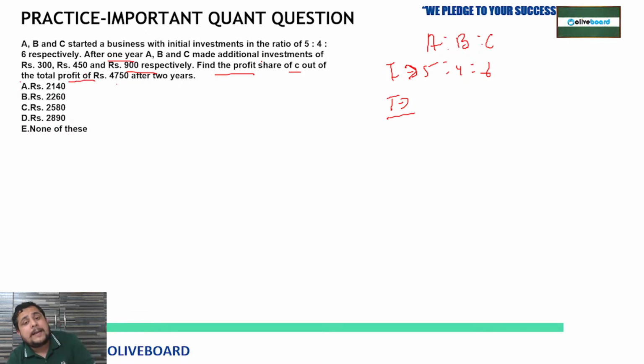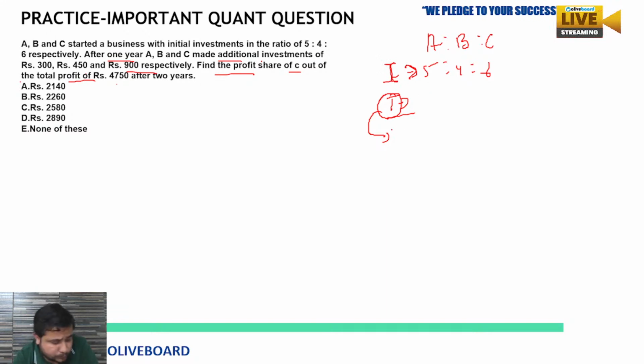So all of them invested for the same time period. And the additional investment they have made is also for the same time period. So if the time period is same, then no need to consider that. You can directly say that the investment ratio is directly equal to the profit ratio, right?